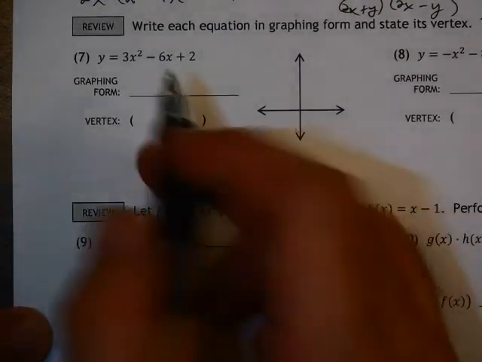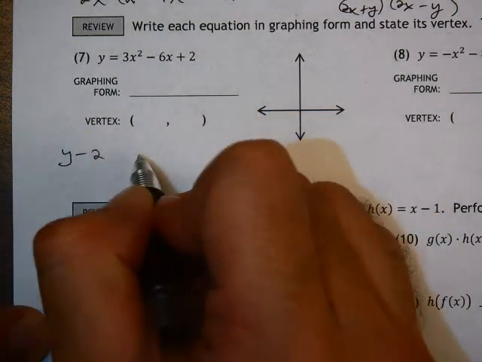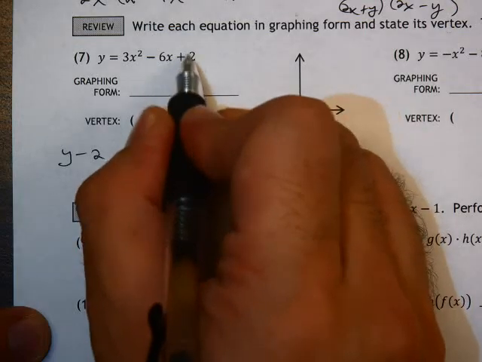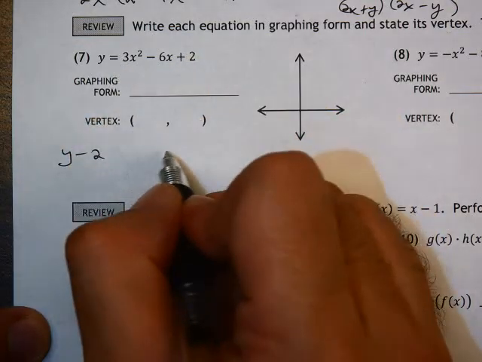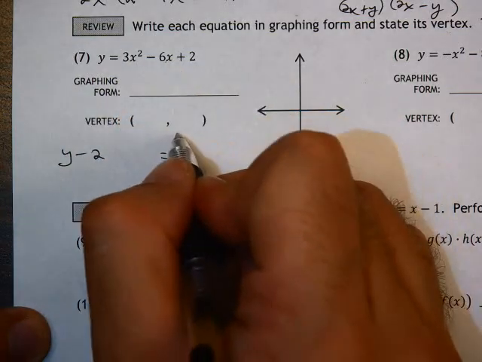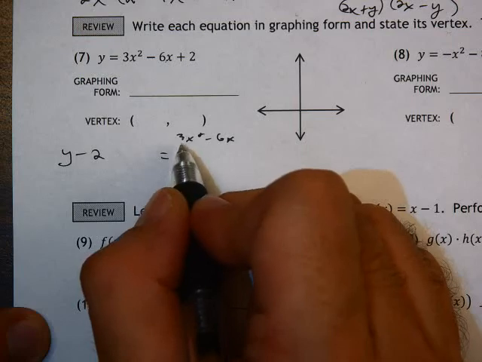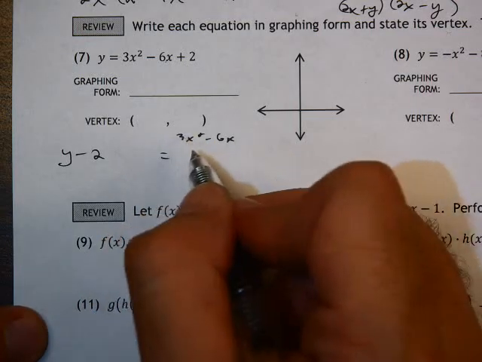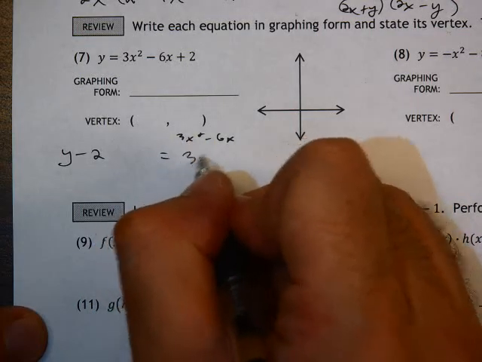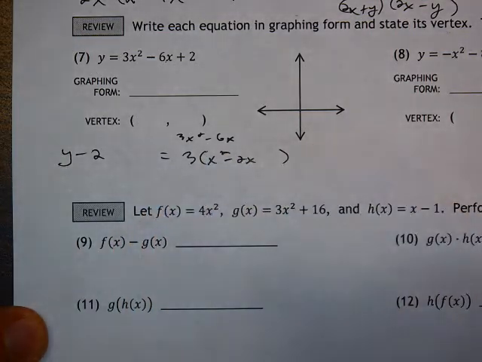So I'm going to start by putting my y minus 2. I'm going to start by taking that constant term and moving it over, equals. Now on the other side, I'm left with 3x squared minus 6x. But there's a common factor there, because remember, with completing the square, I want a 1 in front, not that 3. So I'm going to take that 3 out. I'm going to make it x squared minus 2x.